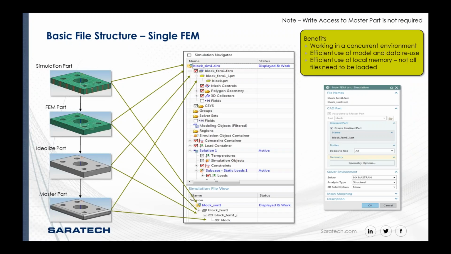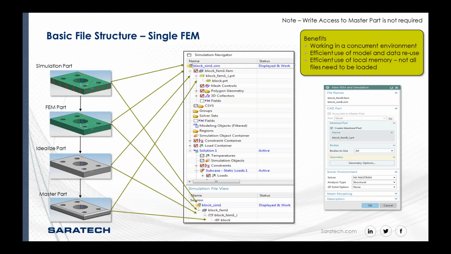So this is a common question that comes up all the time: what is the file structure within NX CAE or Simcenter? Here you see it on the left. We have our master part, which is the model that comes from CAD. Normally this is the part that you're going to send to machining, or your final design.